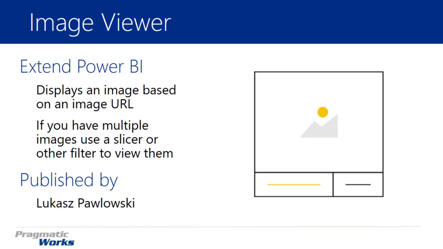You also should keep in mind that it does not support multiples. What I mean by multiples is if you have more than one row of data, and you want to visualize that, then you need some kind of a slicer or a filter to toggle back and forth between each of the rows in your data set. So keep that in mind as you're using this. If you have more than one image you want to show, you need some way to toggle back and forth between those images, which is typically going to be something like a slicer or some other type of filter.